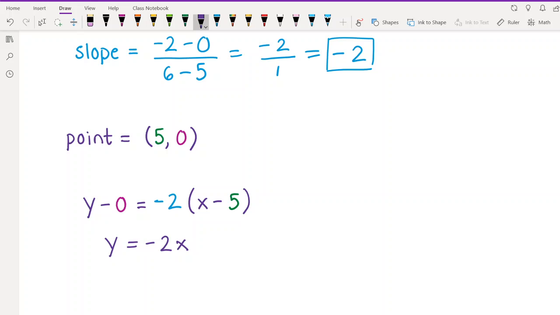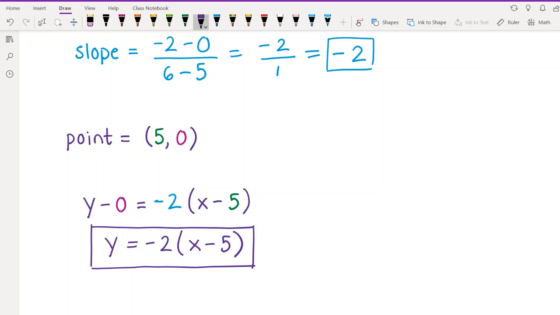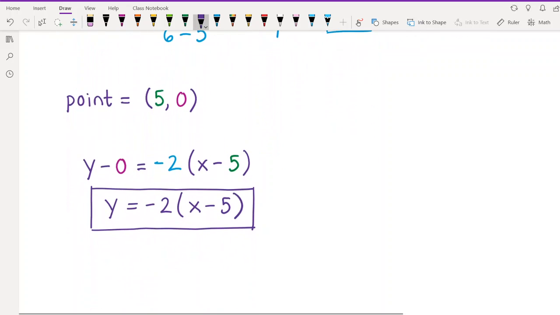Actually, let me leave it like this first so that this is in point slope form, because I want to show you how our point slope forms are going to initially look different, but then when we actually go and change them into function notation, they'll look the same. So this was kind of version 1. So version 1 of the equation of the line in point slope form is this.